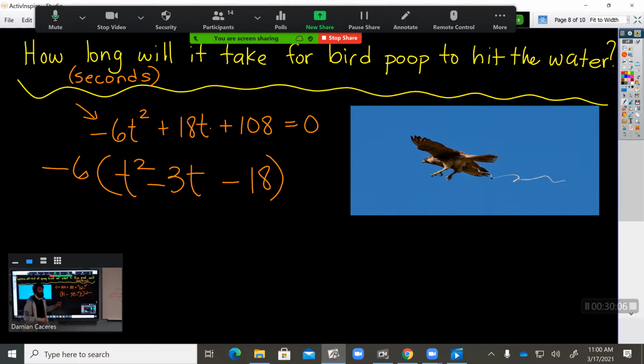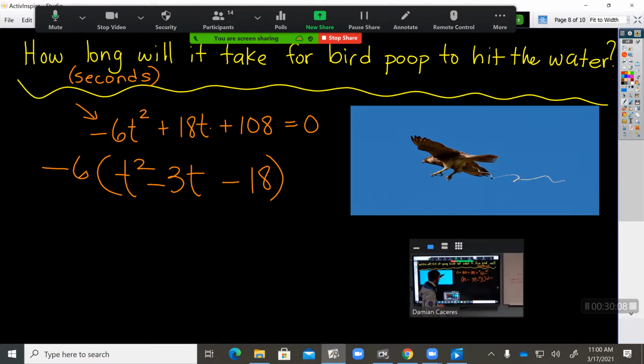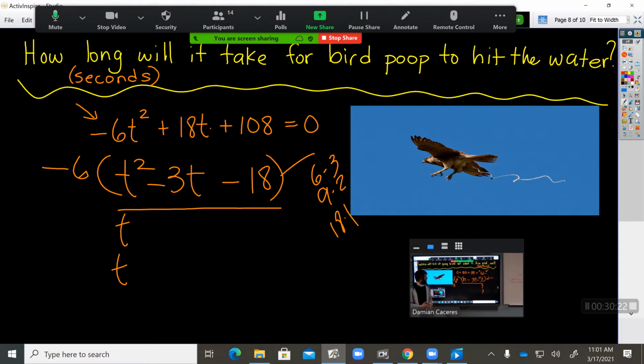Now, what's in the parentheses, we can factor using our cross product method. So, line underneath, break down the first and the last number. T times t is t squared. Now, what times what is negative 18? It could be 6 times 3, 9 times 2, 18 times 1. Let's try 6 and 3. Now, one of them has to be negative because 3 times 6 is positive 18. It has to give you negative 18.